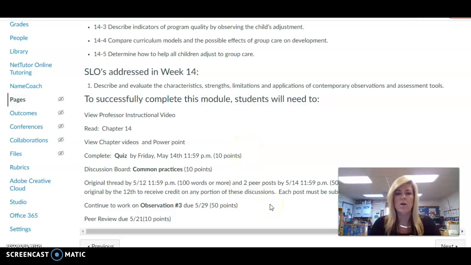Also, continue to work on observation 3. It is due May 29th, so we have some time. The peer review is due the 21st. So make sure you peer review your partner and get all the information in, so everybody will have another set of eyes looking over the observation before the final paper is actually due on the 29th. Other than that, that's it for the week.